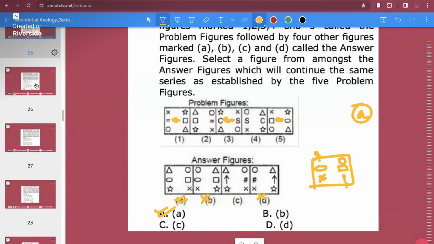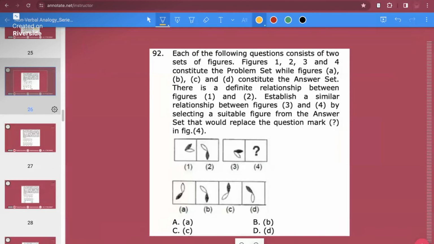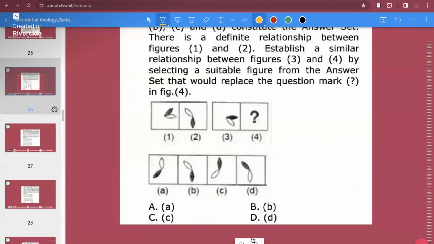Just stick with me. This is the next question. Again, the orientation clockwise, anti-clockwise, 135, 90. Let's see what is happening over here.